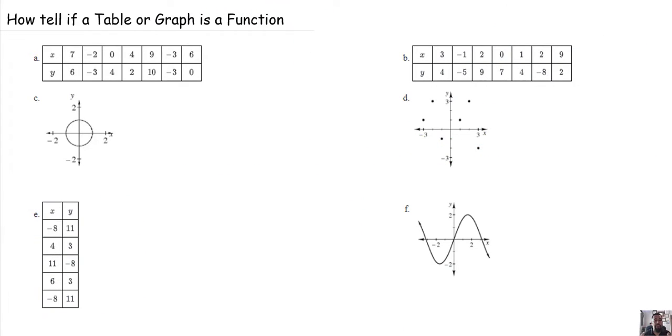All right, today I'm going to show you how to tell if a graph or a table is a function. All right, and this will be the easiest way ever. You'll be a master at this after you get done with this lesson. All right, let's get started.